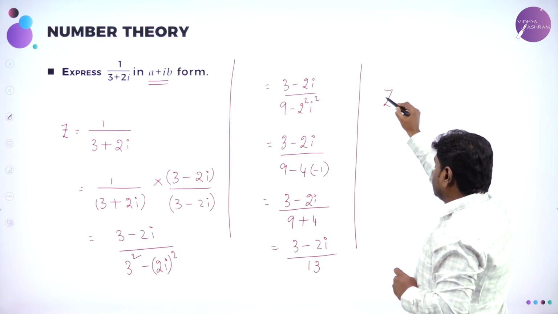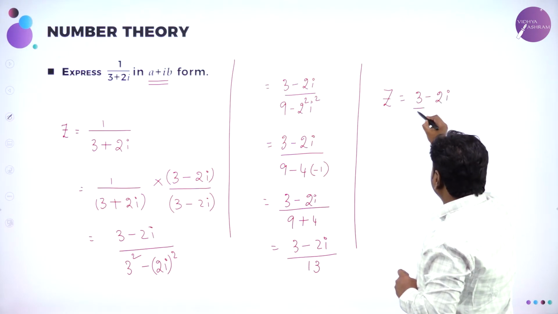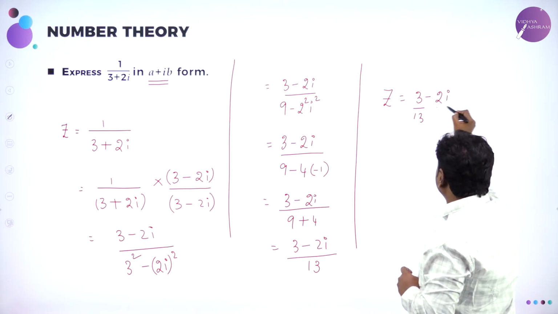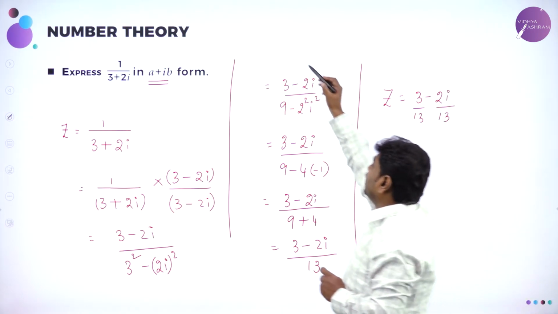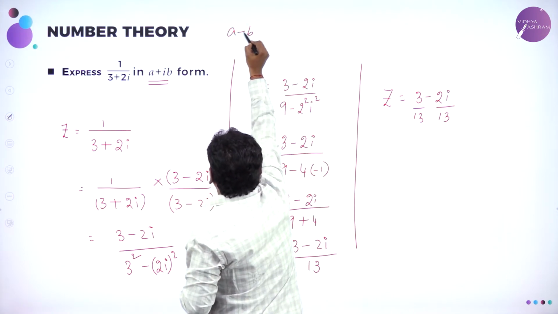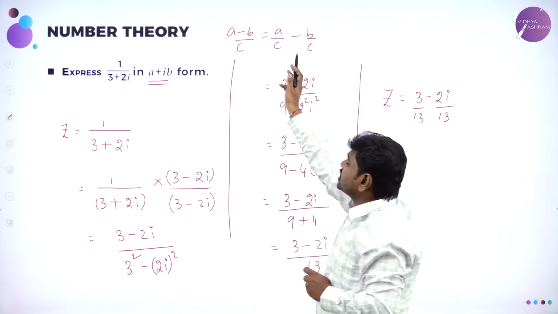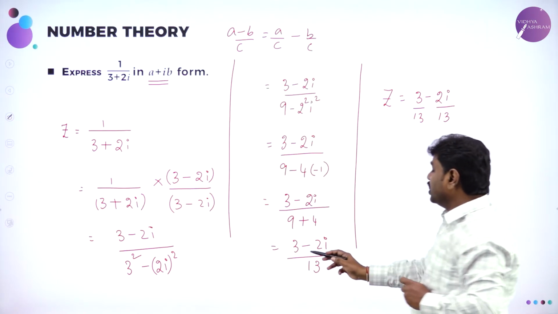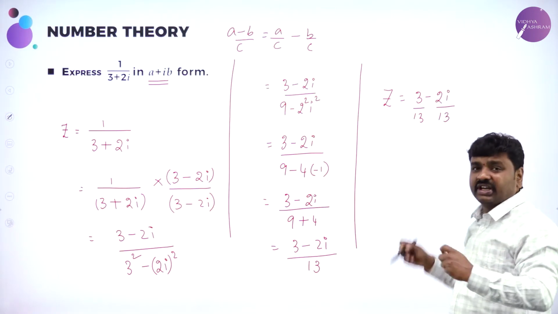Now we can rewrite this problem. So z is equal to (3 minus 2i) divided by 13, that is 3 by 13 minus 2 by 13 i. I am splitting this. All of you know, if you have (a minus b) by c in maths, you can write it as what? a by c minus b by c. If you take LCM, again c will be the LCM. So (3 minus 2i) by 13, you can write it as 3 by 13 minus 2 by 13 i.